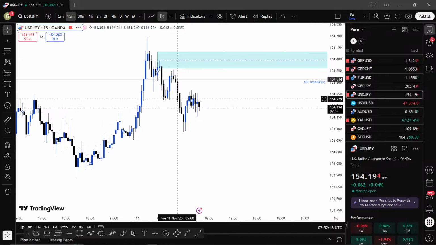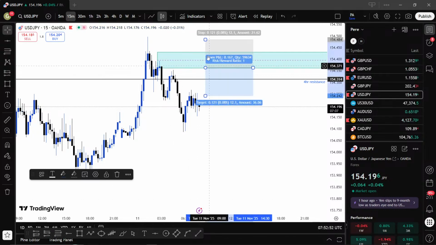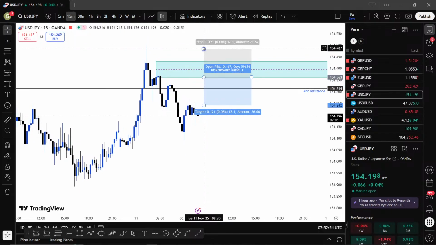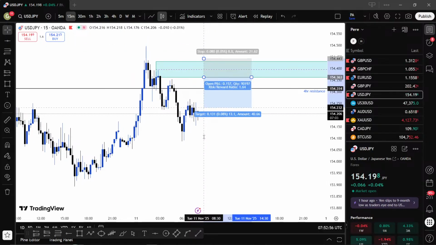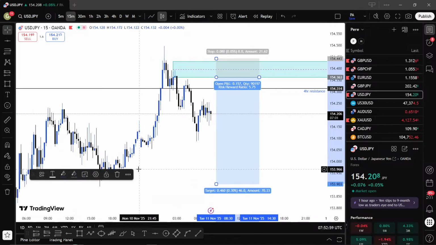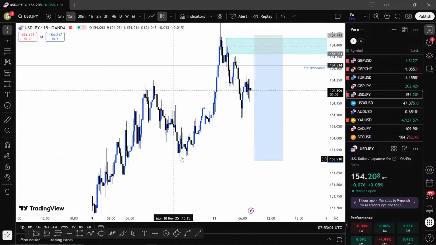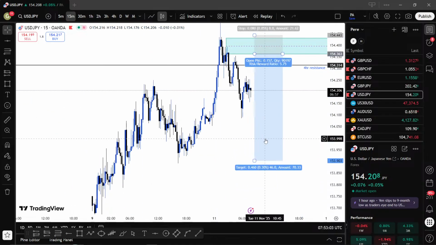After sweeping this low, we need it to come back, sweep this mini high here, then we can actually sell it as well. Then we aim for this low right here. This low right here will be our target. That will be a 1:5 as well.